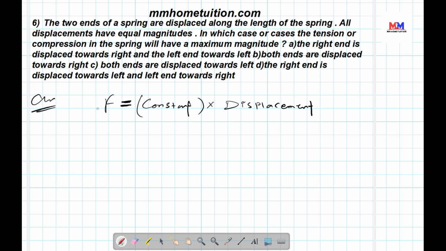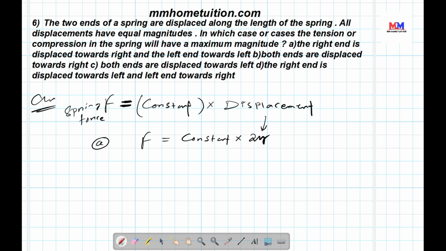So for the spring force, force equals constant into displacement. Which of the cases are possible? In case of option A, the right end is displaced towards right and the left end is displaced towards left. So force equals constant into 2y. Displacement is 2y. All the displacements are of equal magnitude.